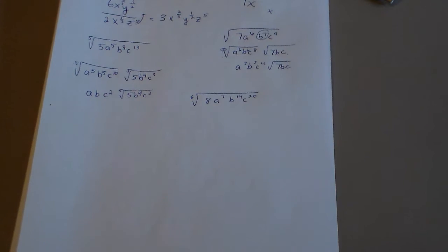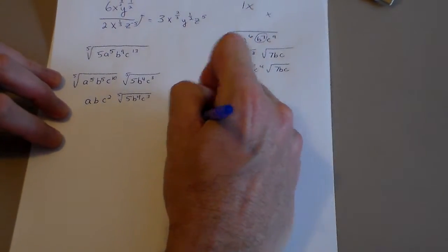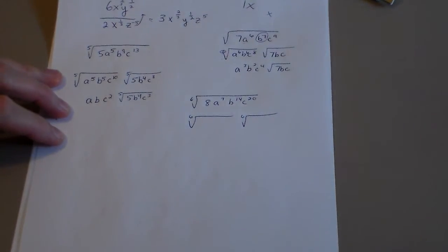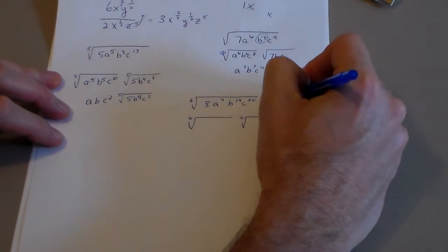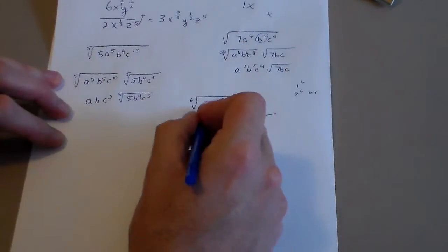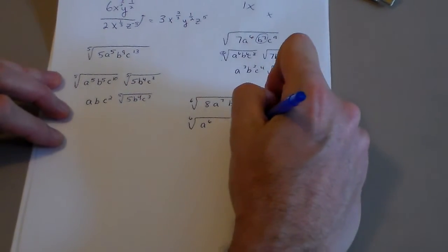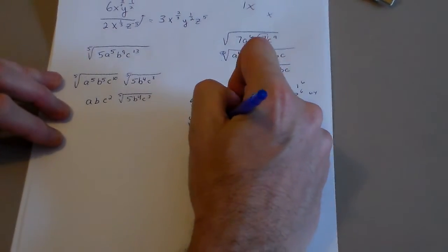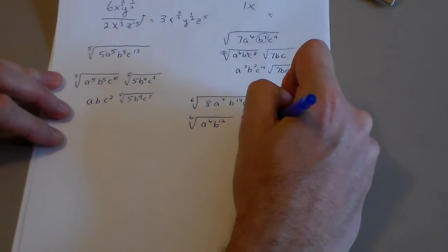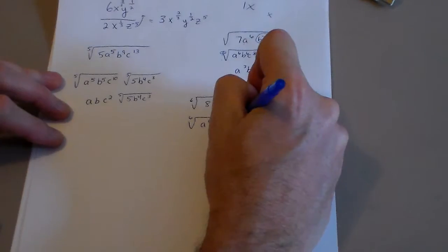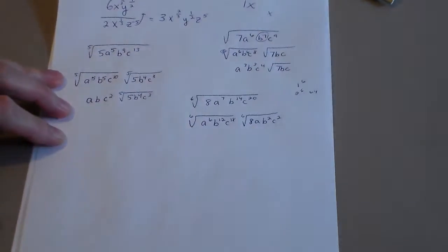All right, let's see what we have. Perfect sixth root, leftover sixth root. 1 to the 6th is 1. 2 to the 6th is 64, so 8 has to go over here. It's left over. a to the 6th times a. b to the 12th, b squared. c to the 18th, c squared.